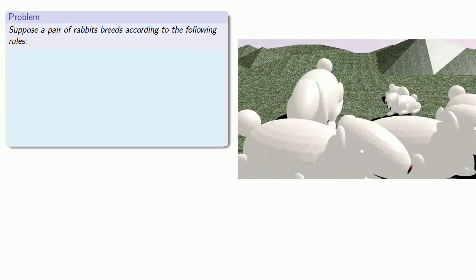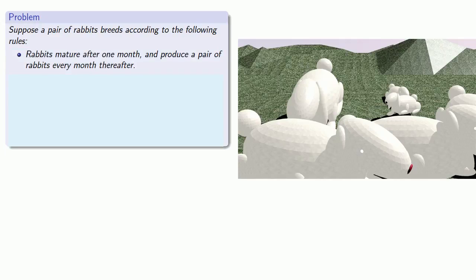In order to answer that question, we have to make some assumptions about how the rabbit population grows. So we'll make the following assumptions. First, we'll assume that rabbits mature after 1 month and they produce a pair of rabbits every month thereafter. We'll also assume that the pairs are always a male and female rabbit and that mature rabbits always find a mate. And then finally, we'll assume that no rabbits die.